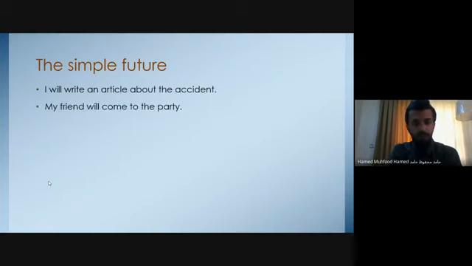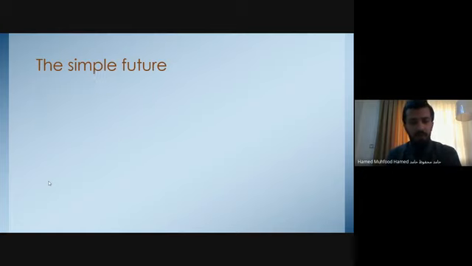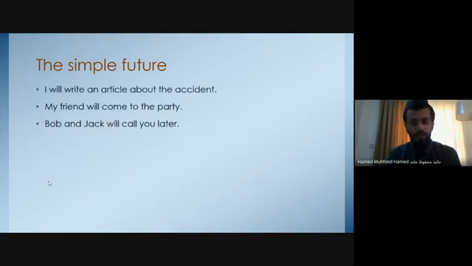The second one, my friend will come to the party. Again, subject, auxiliary verb, and main verb of the sentence, and complement. Bob and Jack will call you later. Bob and Jack represents the subject, and then we have the auxiliary verb will, and then the main verb of the sentence in its root form, which is call, and then an object and complements. So these are examples of affirmative sentences in the simple future tense.